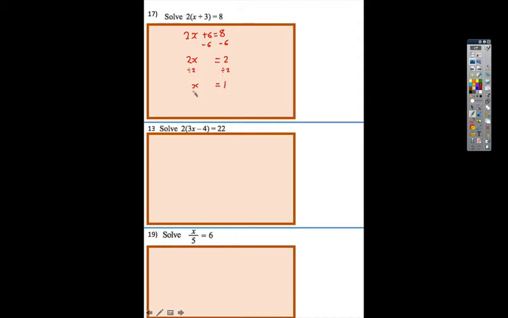Let's test it out. Let's substitute x equals 1 into here. We'll have 1 plus 3, so inside the brackets, 1 plus 3 is 4. And we're left with 2 times 4, which is equal to 8.